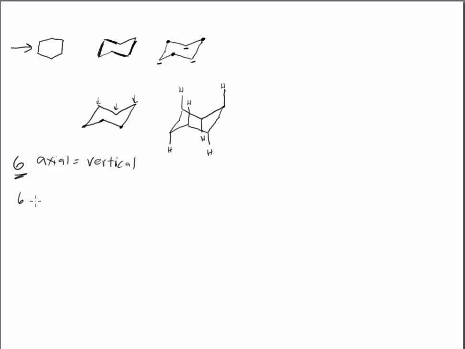And then we're going to have 6 equatorial. And those are sort of horizontal. They're around the equator, as we might expect, around the sort of the belt of the chair. So there's going to be 6 of those. Each carbon has an equatorial hydrogen. And so the equatorial bonds will always be parallel to a carbon bond nearby. So let me draw the equatorial here. And you'll notice it's parallel to this bond, and it's parallel to this bond.